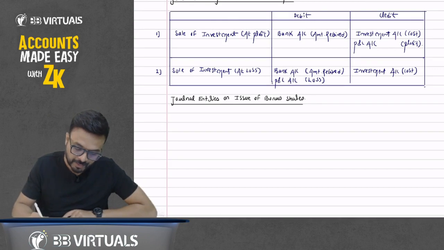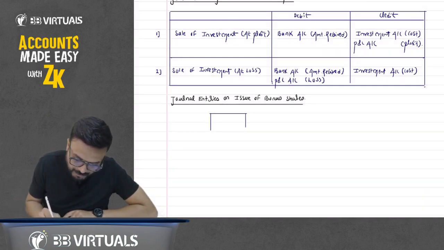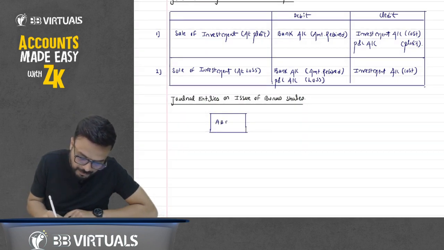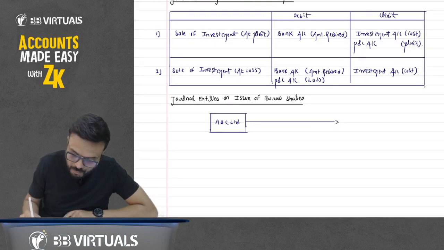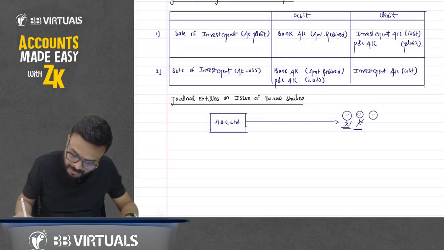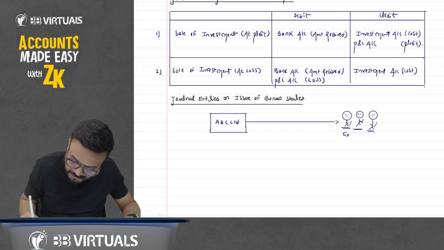What happened here? Suppose there is a company called ABC Limited. This ABC Limited wants to issue shares to their existing shareholders, and these are their existing shareholders.